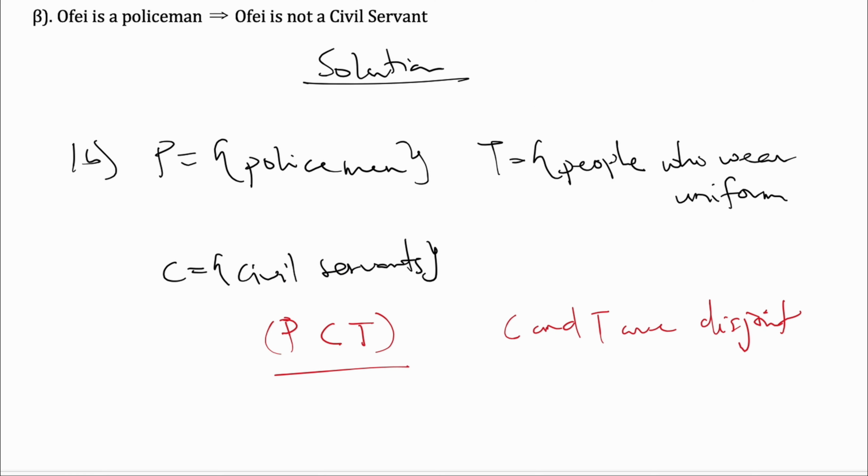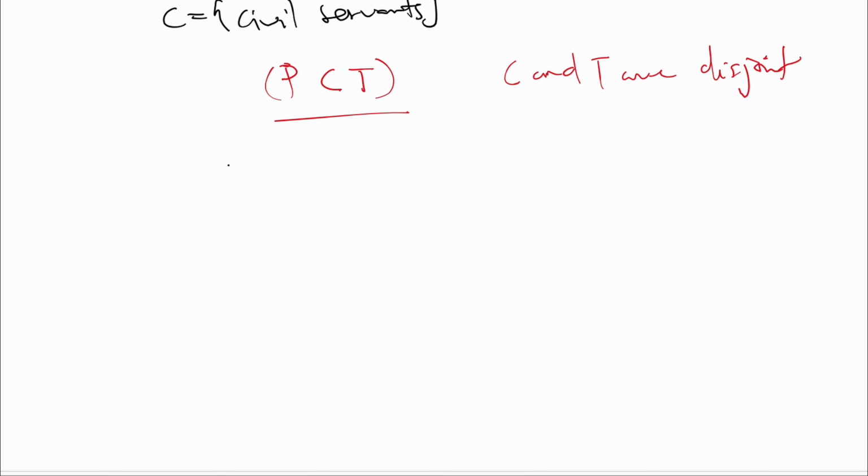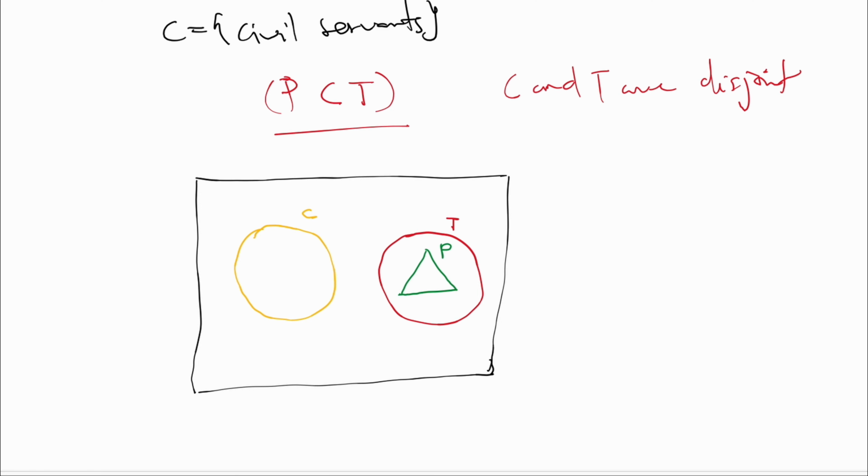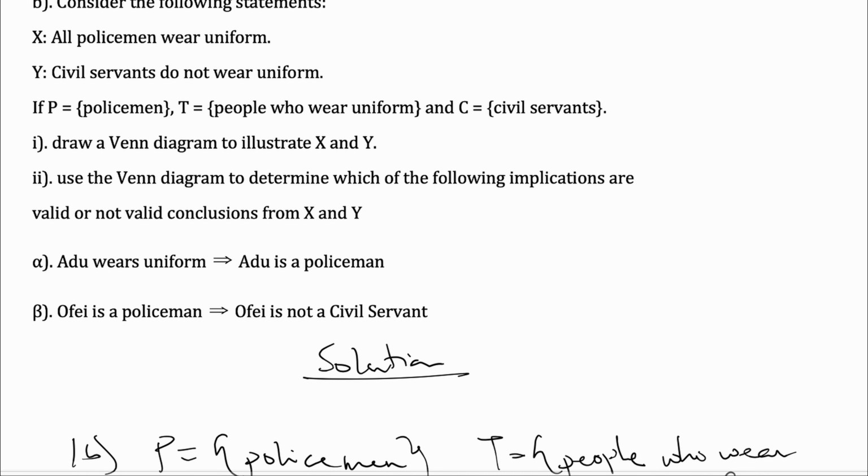So when we illustrate this on a Venn diagram, we draw our C and T. They are disjoint, so we have our C. Then we have our T. Then we have our P, which is a subset of T. So it means all P can be found in T. So our P will be in T. So this is what the information will look like on a Venn diagram. So we are done with BI.